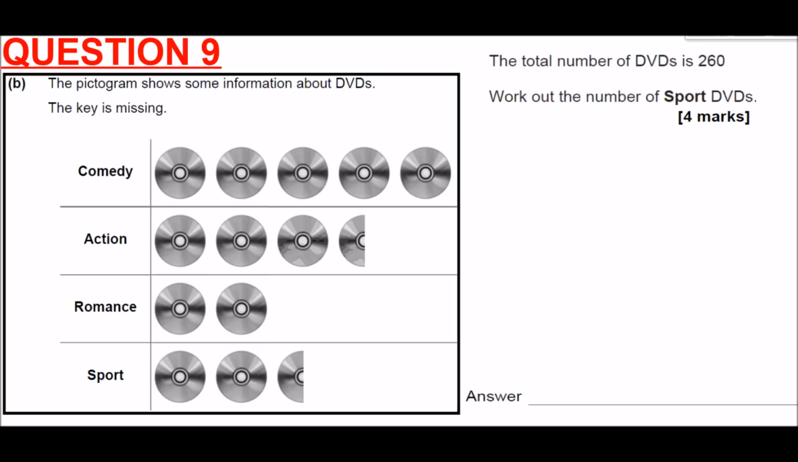Well, one of the things with a pictogram is that each symbol represents the same amount each time. So let's see how many symbols of DVDs we've got. The top row, comedy, that's 5 symbols. Action, we've got 3.5. Romance, 2. And sport at the bottom, 2.5 symbols of DVDs. And so what we need to do is add up all these together.